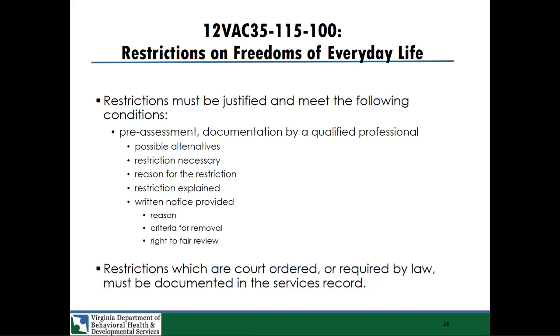Qualified professionals are those staff qualified by expertise, training, education, or credentials to perform the specific task or line of service. So, for example, QMHPs, whether they be QMHP-A or QMHP-C, also QMHP-E's or QPP-MHs. And again, these are just some examples. There are several credentials that this applies to. Those were just a few of the examples. Court-ordered restrictions or those required by law must be documented in the individual's services record.